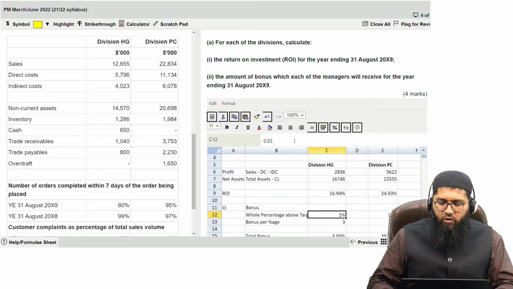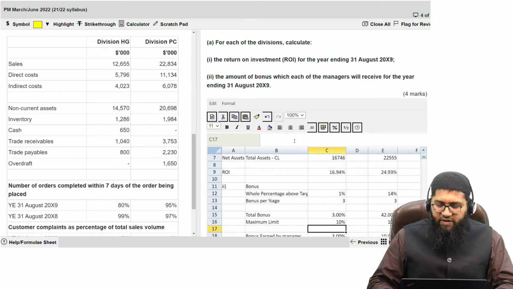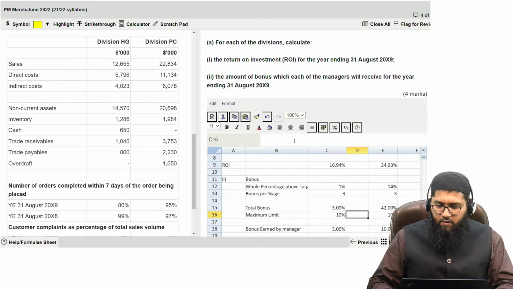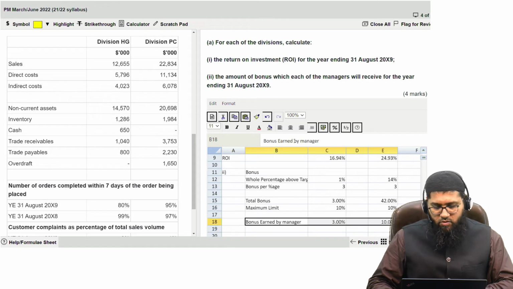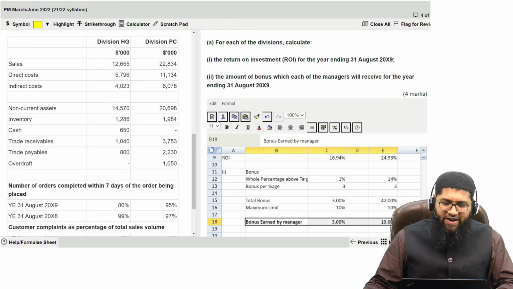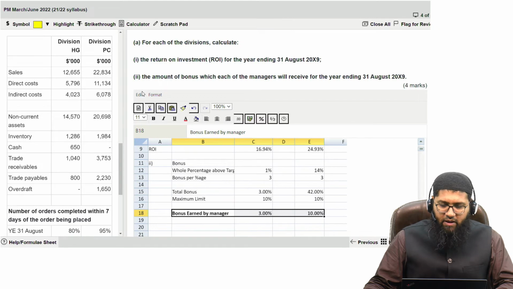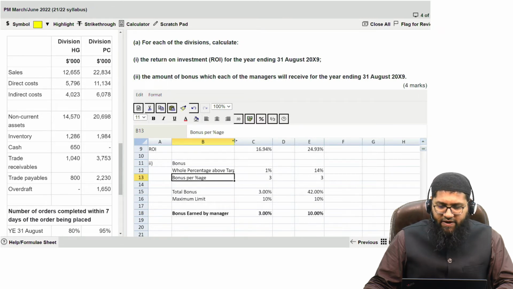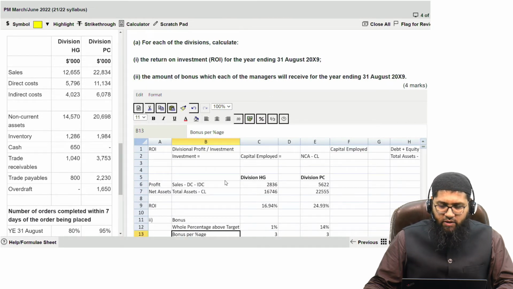Because 15% whole percentage above target is 1%. Whole percentage above target is 14%. So the bonus earned is 3% and the bonus earned here is 10%. I made a slight error in the computation of the capital, but now we have rectified it. The capital has to be what? The capital has to be your total assets minus current liability.